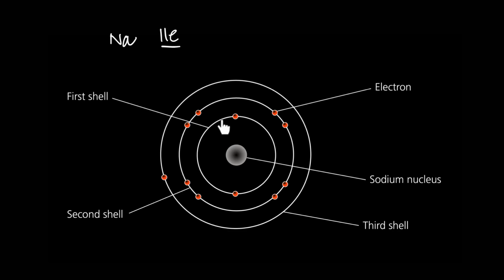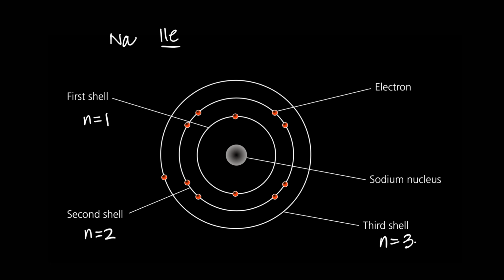The shell closest to the nucleus is called the first shell, shell number 1, or sometimes written as n equals 1, where n is the shell number. The second shell is where n equals 2, and the third shell is where n equals 3. The first shell has a maximum of 2, so you always fill the first shell first. Then the second shell has 8, and the third shell has 1 in this particular case.